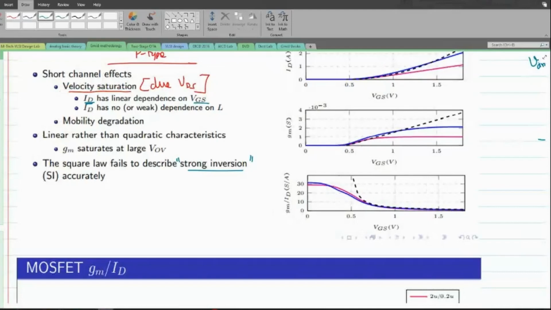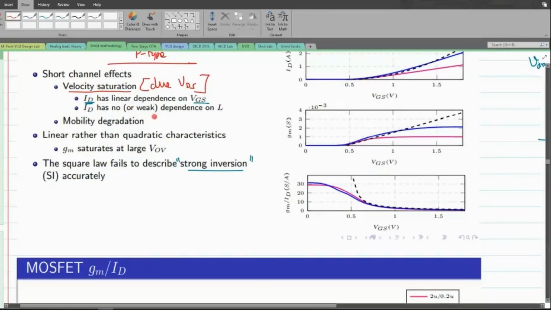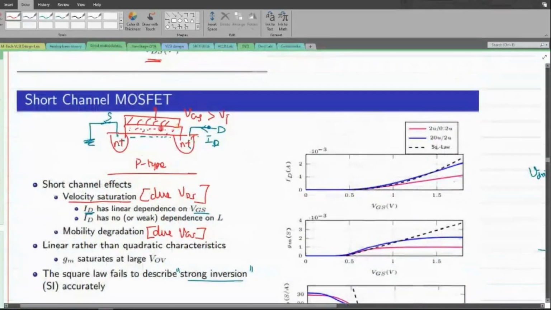Okay, the next one is what is known as mobility degradation, and this happens because of the VGS. Now you might wonder, how does this VGS impact the mobility of your carriers? What is happening is that when we go for lower and lower technology, the thickness of the oxide that I have here, the TOX, will also shrink down.